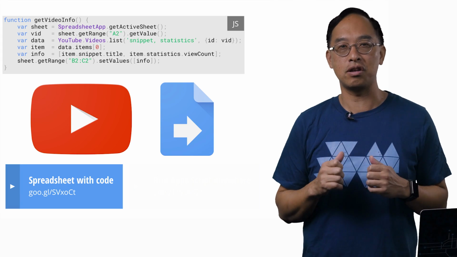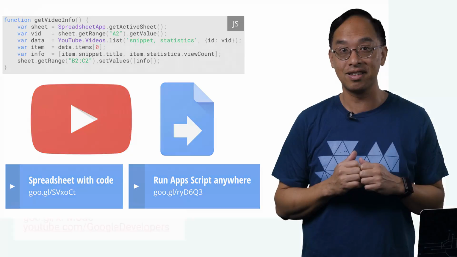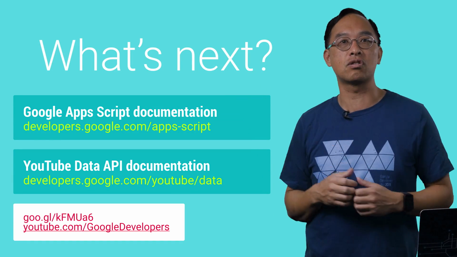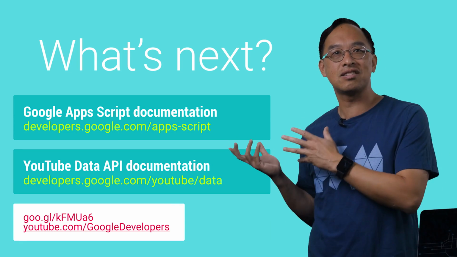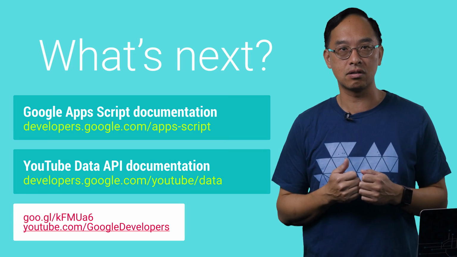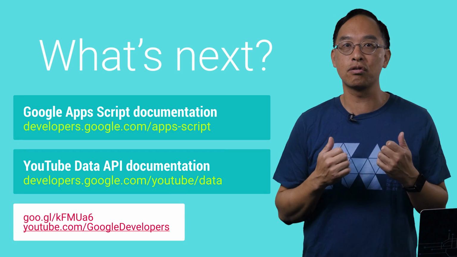Speaking of which, did you know that you could run your scripts from anywhere using AppScript's execution API? What else can you do with AppScript? Well, check out the docs, which include various quick starts to get you going. Want to know more about the YouTube Data API? Well, its docs will let you know what parameters to pass in and what to expect from API calls. If you can't get enough, the link at the bottom points you to more of these and other Google Developer videos.